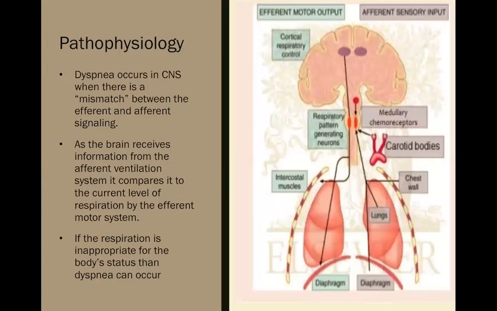So let's go through the pathophysiology of dyspnea. It does occur in your CNS, where there is a mismatch between the efferent and the afferent signaling. As the brain receives information from the afferent ventilation, it compares it to the current level of respiration of the efferent motor system, right? And if the respiration is inappropriate for the body's status, then dyspnea can occur. Right, so it determines whether or not you're getting enough oxygen and expelling enough CO2, and it compares to how fast you are breathing.